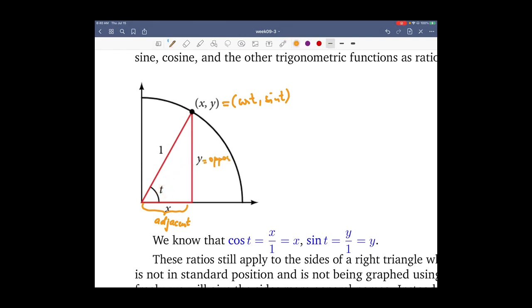Right? x is adjacent, y is opposite, to the hypotenuse. So we're going to explain in a minute that actually in any right triangle, these ratios of adjacent leg by hypotenuse and opposite leg by hypotenuse are respectively cosine and sine of the angle in question.